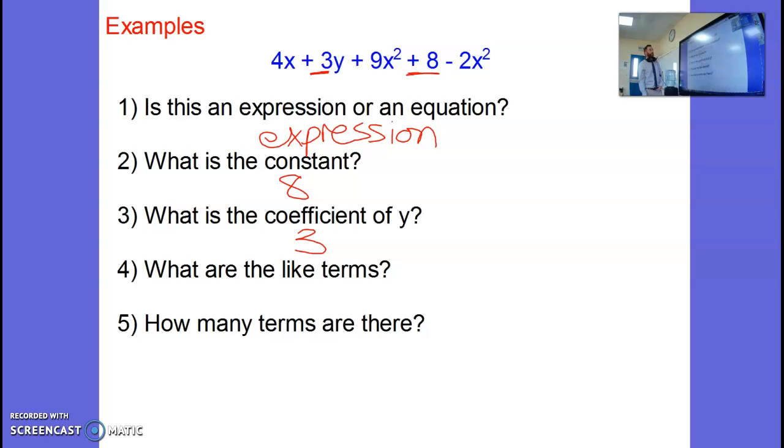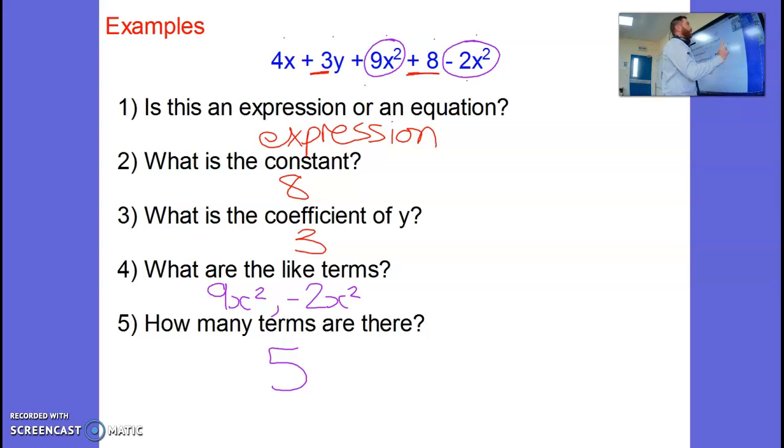The like terms. Well, the only like terms in this one are the x squareds. So we've got the 9x squared, and we've got the -2x squared. They are the like terms. So we could collect them together, and we could do 9x squared minus 2x squared is 7x squared, if we wanted to simplify that expression. And how many terms are there? Well, at the moment, there's 1, 2, 3, 4, 5. Each of those are terms. So there are 5 terms in that expression.